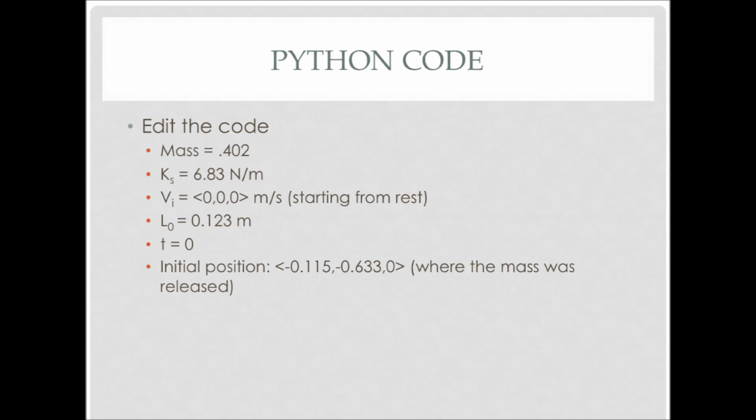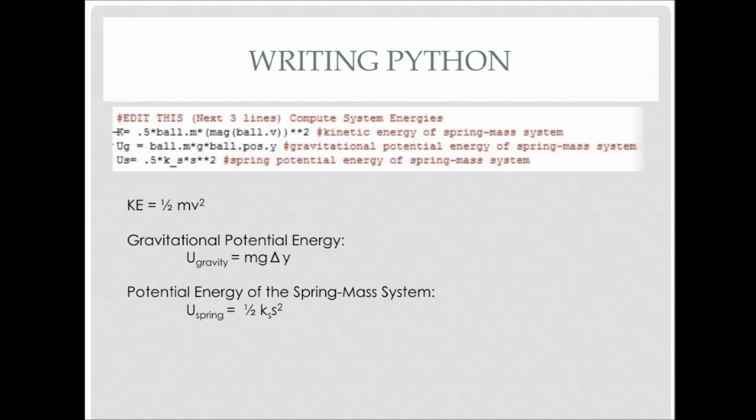Then I entered all the values into the Python code. Mass is 0.402, the spring constant is 6.83, the initial velocity is 0 because it is starting from rest, the relaxed length is 0.123, and everything is starting at t equals 0, and the initial position was found in the Tracker video. Then I edited the code to input equations for kinetic energy, which is 1/2 of the mass times velocity squared, the gravitational potential energy, which is equal to the mass times the gravitational constant, times the change in y position, and lastly the potential energy of the spring, which is calculated by 1/2 the spring constant times s squared.